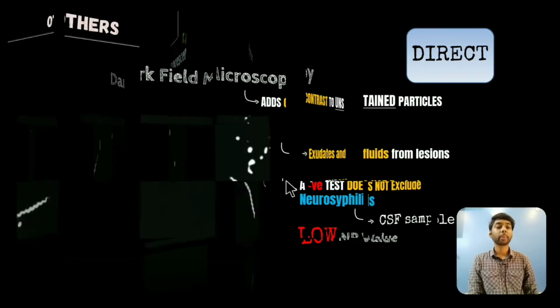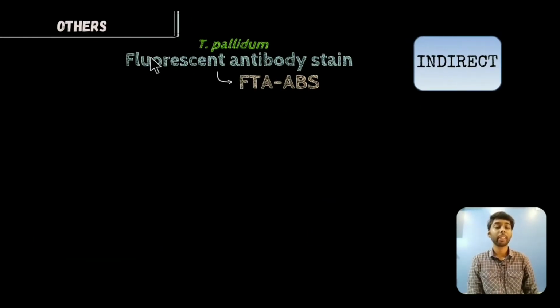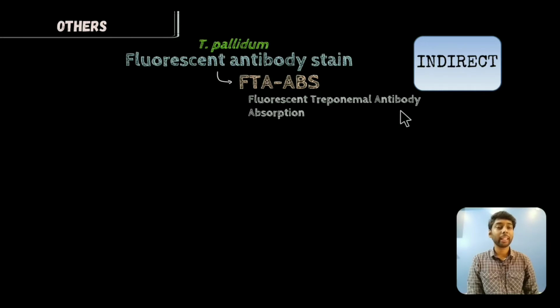And one of the confirmatory tests is the Treponema pallidum fluorescent antibody stain, FTA-ABS, which stands for Fluorescent Treponemal Antibody Absorption. Well, I know it's a mouthful. That's why I have decided to explain it in detail, and that's why we will have to switch to the whiteboard. So let's do that.